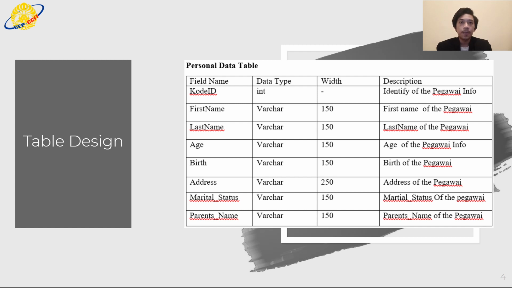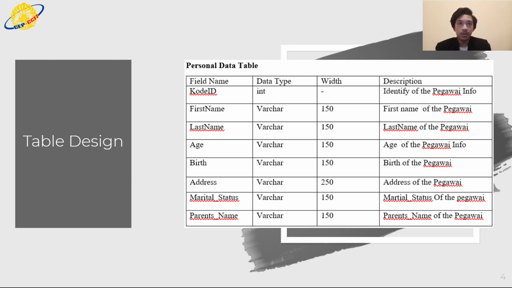Describes the ages of the employees. Then the fifth column is birth with varchar data type. Describes the birthday of the employees. Then the sixth is address with varchar data type. Describes the home address of the employees.